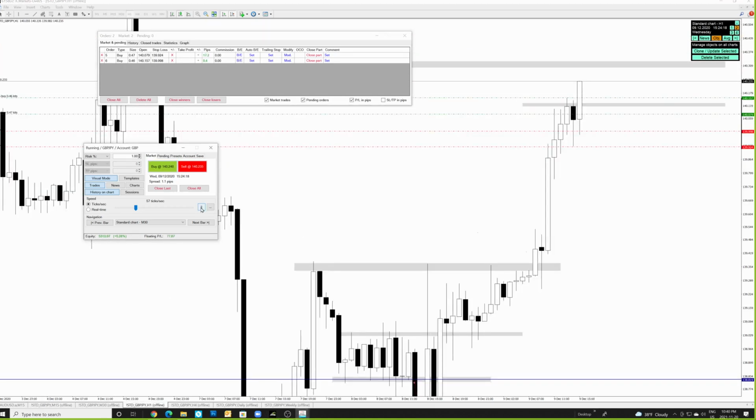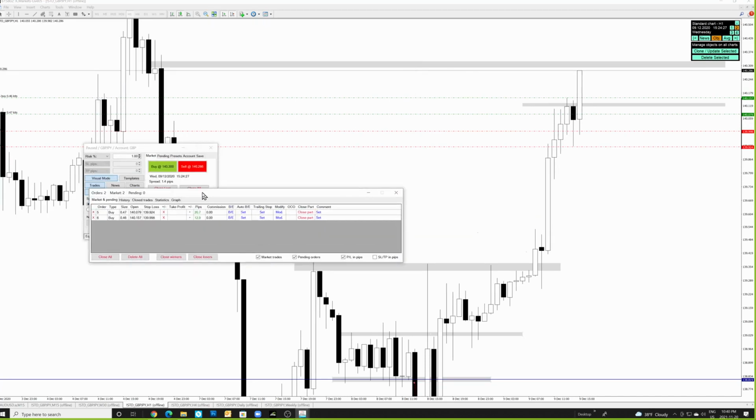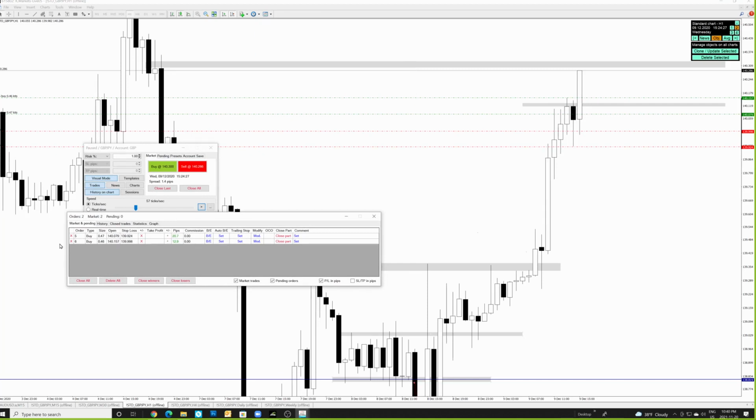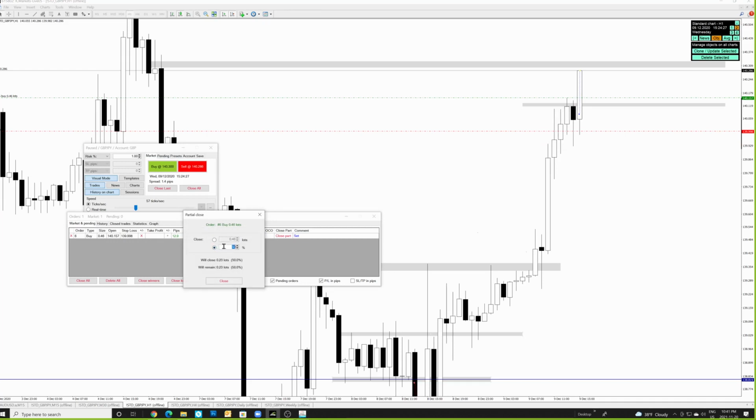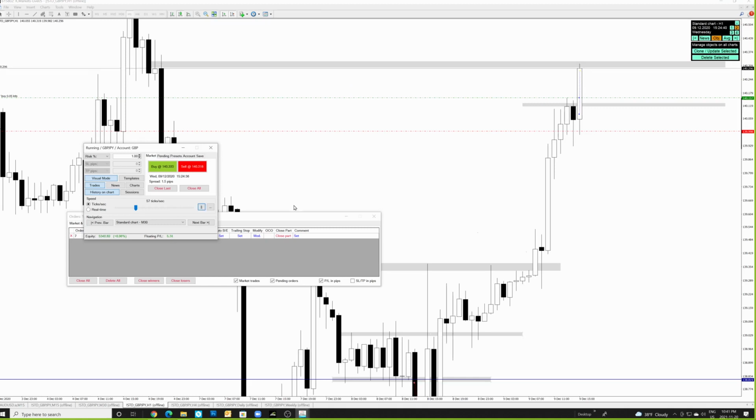Perfect. All right. Oh, wow. Look at that move, right? Clean candles to the left-hand side. First one is 20 pips. Last one is 12 pips. Close partials on this one. 90%. Close it. And that's it. Let it run.